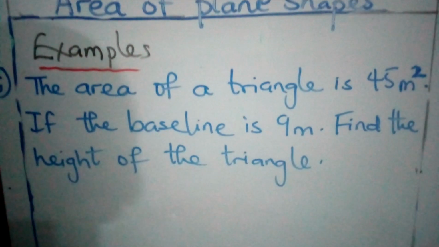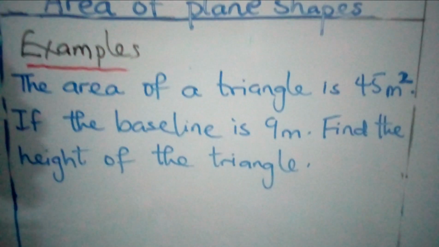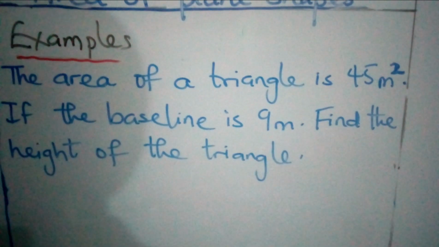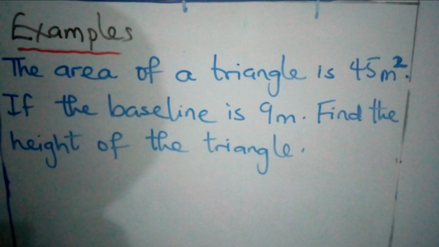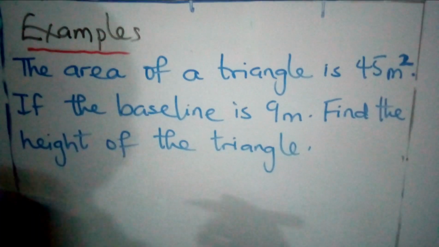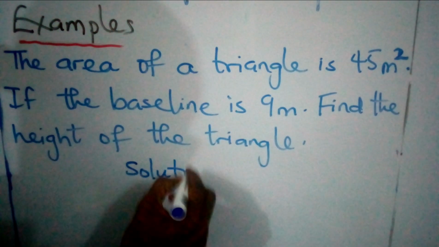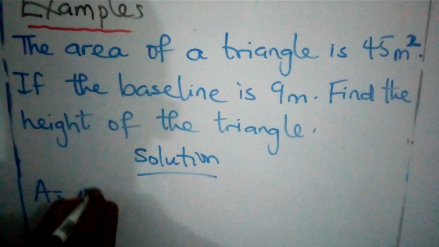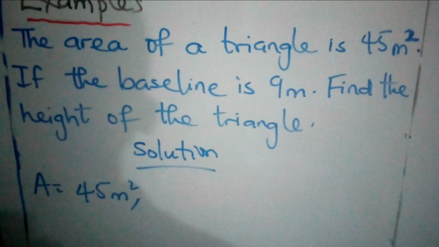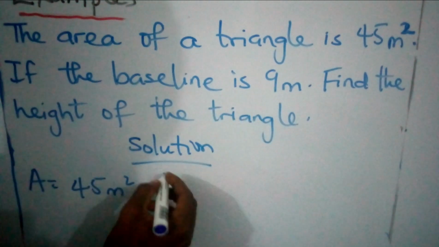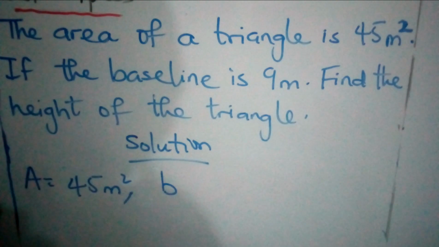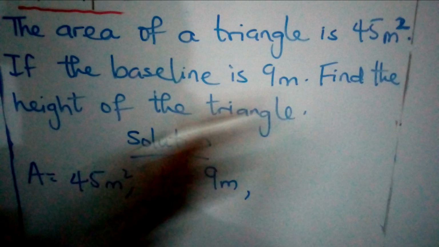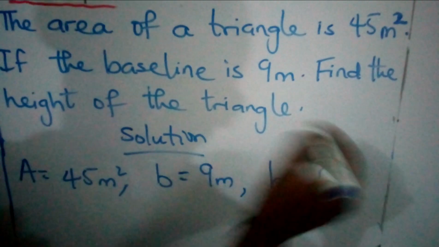Example 6. The area of a triangle is 45 meters squared. If the baseline is 9 meters, find the height of the triangle. We're talking about a triangle here, so let's list out the things given in this question. Area of a triangle is 45 meters squared. What else? Base is given, baseline, that's B, of a triangle. Of course, I drew one earlier, so we should take note. Base is 9 meters, and we are to find the height. So height is not known.